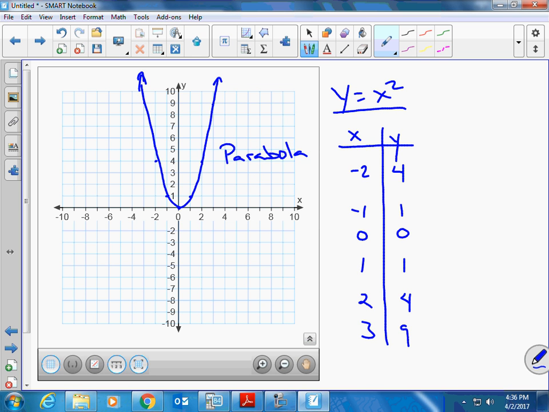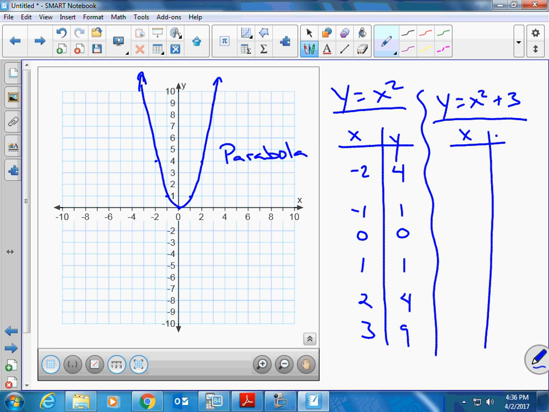Now, what if I gave you y equals x squared plus 3? What do you think that plus 3 will do to the graph of y equals x squared? Or another way of saying it, how is y equals x squared plus 3 different than y equals x squared? If we're not sure, let's just make another table. Let's use the same x values so that we can make some quick and easy comparisons.